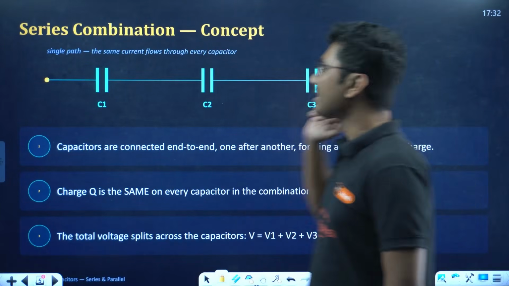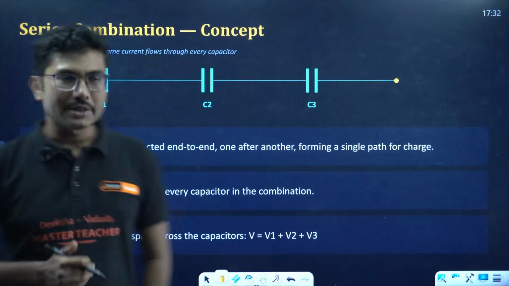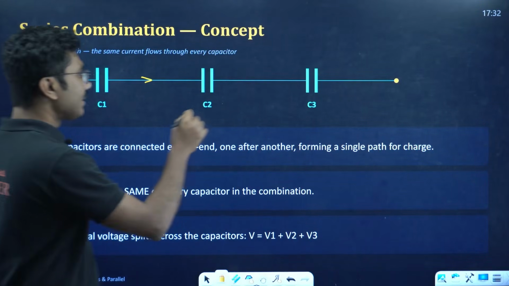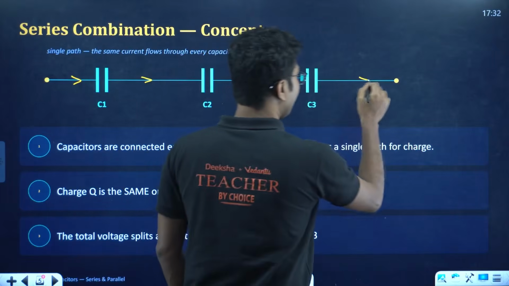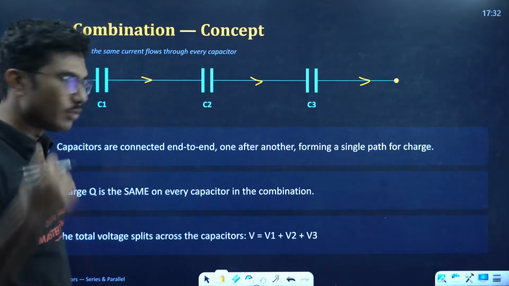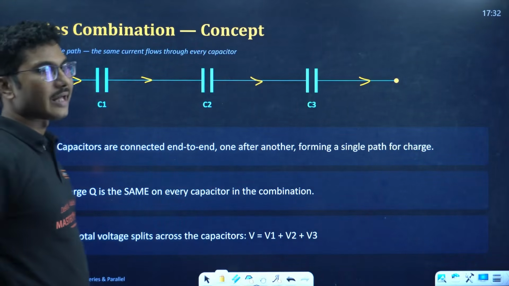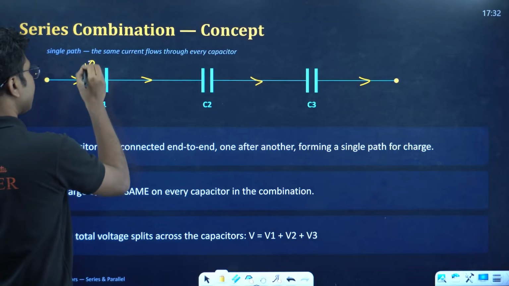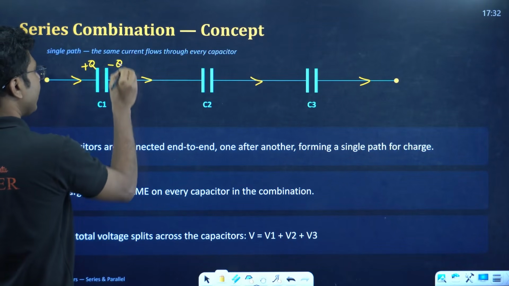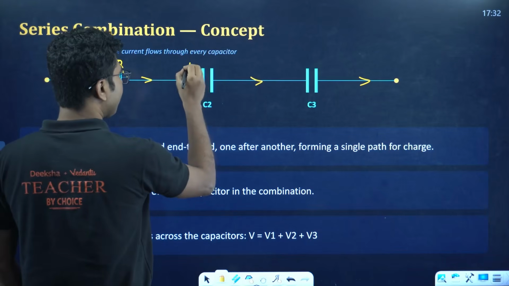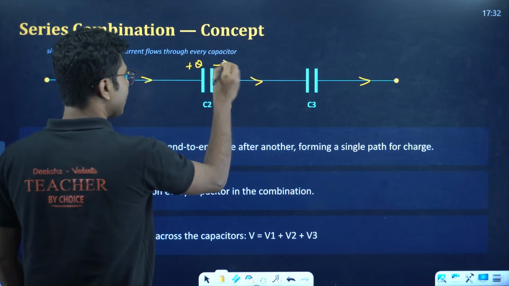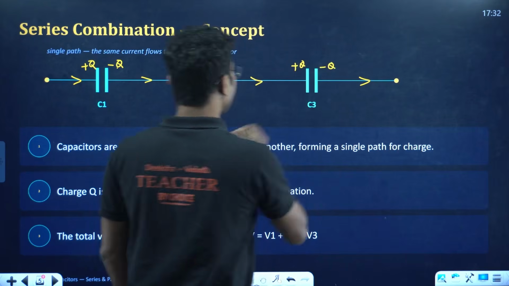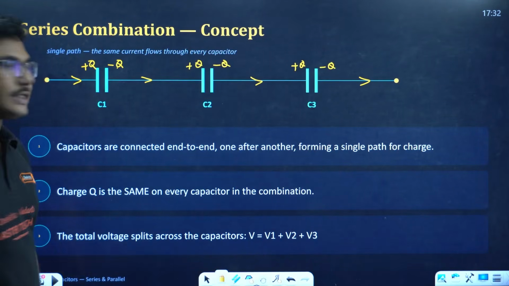Now, series combination. What is the series combination? Very simple. There is only one path. The current can pass, or charges can flow, in only one direction. There is no alternate path available for the charges. So whatever charge is stored over here, suppose plus q here and minus q here, this minus q will induce a plus q over here and minus q on the other side. This will do a plus q over here and minus q over here. So the charge on each capacitor will be the same.